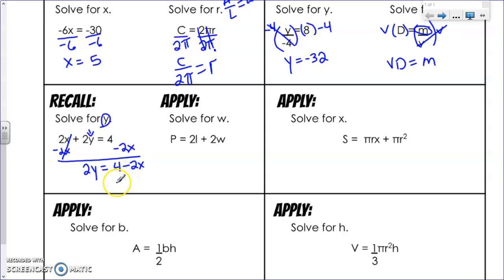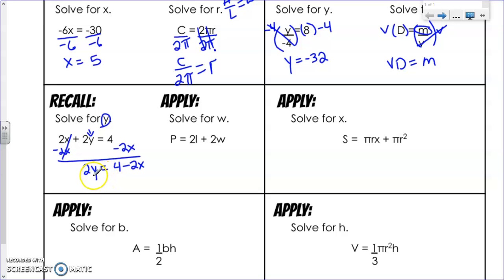Yes. I was waiting here. Does everybody understand why I subtracted it and not added it? Because it's positive 2. So what's the opposite of positive? Negative. Okay. Have I solved for y? No. I solved for 2y. Now I need to get y by itself.